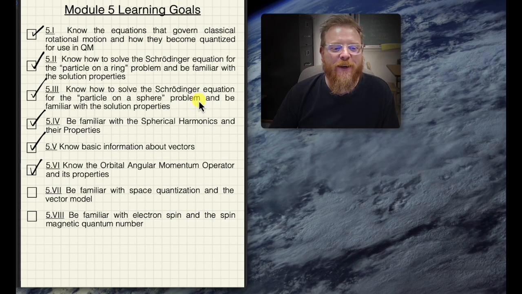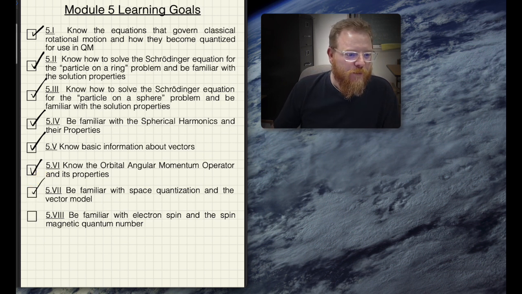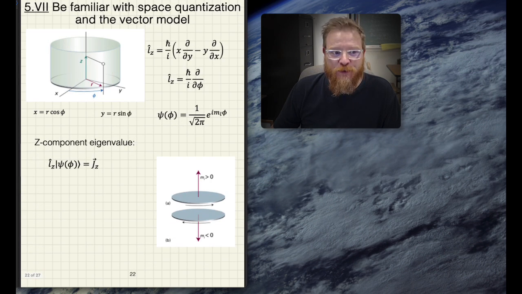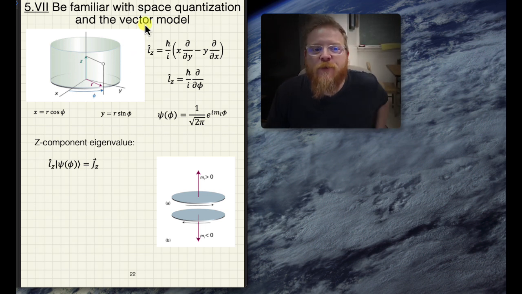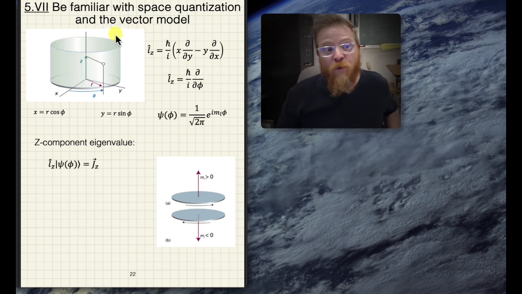Okay, continuing along, let's talk about space quantization and the vector model. So this is going to synthesize all of this stuff we've been talking about with vectors. Okay, so first let's recover some of the information that we have already.